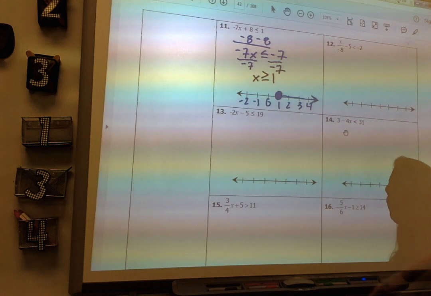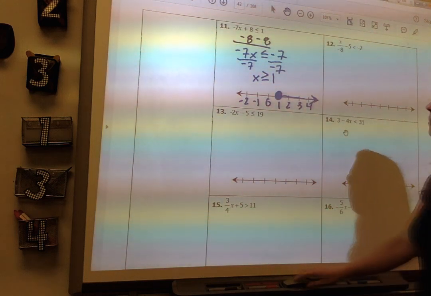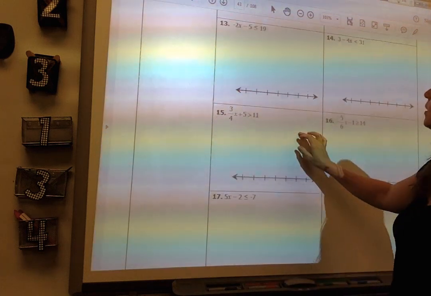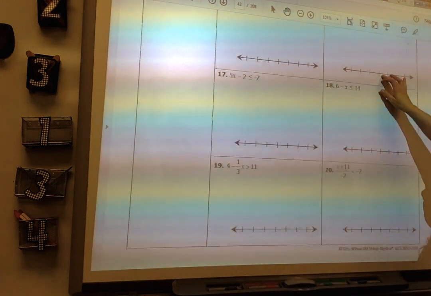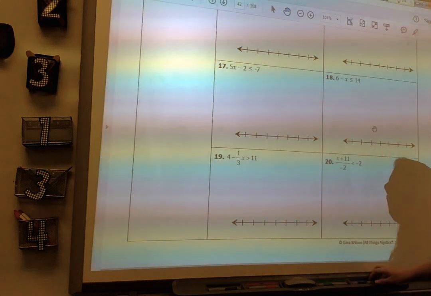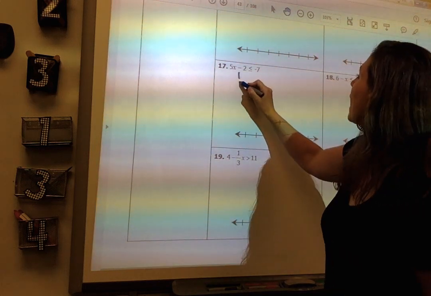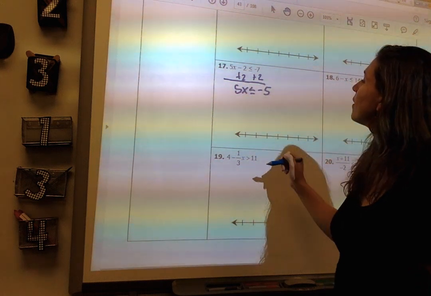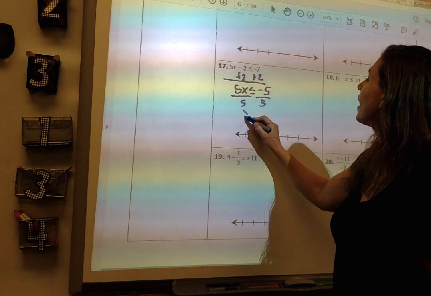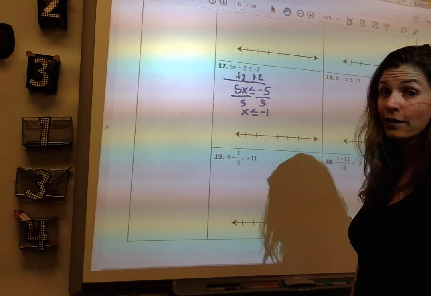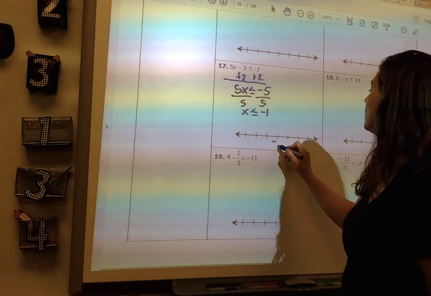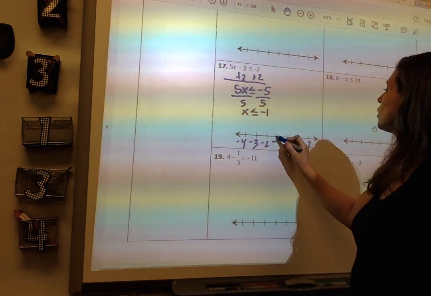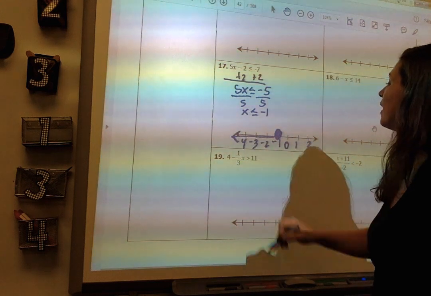So I'm going to do a few more of these practice problems, and then you can check your work against mine to see if you're doing it the right way. I'll do 17 through 20, okay? So I'm going to add 2 on both sides. 5x is less than or equal to negative 5. Divide by 5. X is less than or equal to negative 1. No need to flip the sign because my variable term is positive. Here's negative 1. So it's closed circle on negative 1, shade to the left.